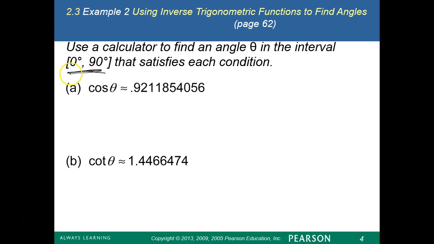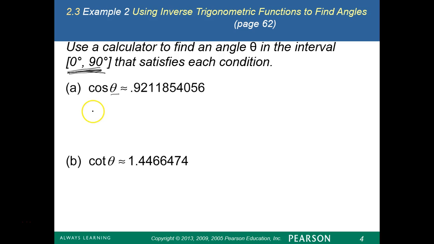For these two problems in my examples here, it does say 0 to 90, but your book in some of your homework problems may give you a different interval. In that case, I will show you in class how to find your angle theta for a different interval. But what we're about to do will always find your angle theta that is between 0 and 90 degrees. Okay, so let's go ahead and get started.